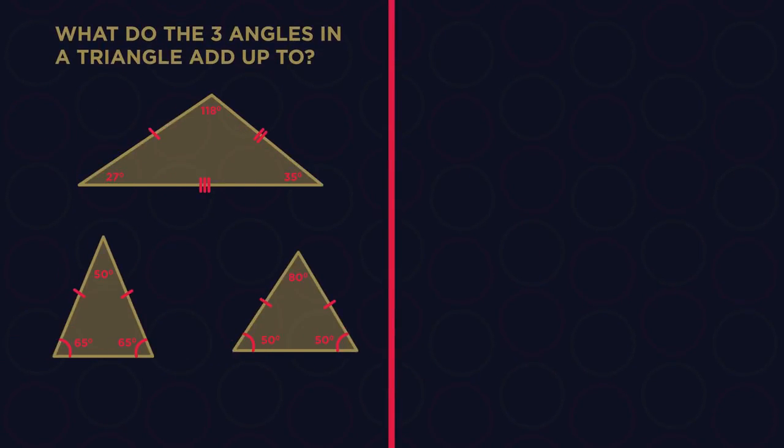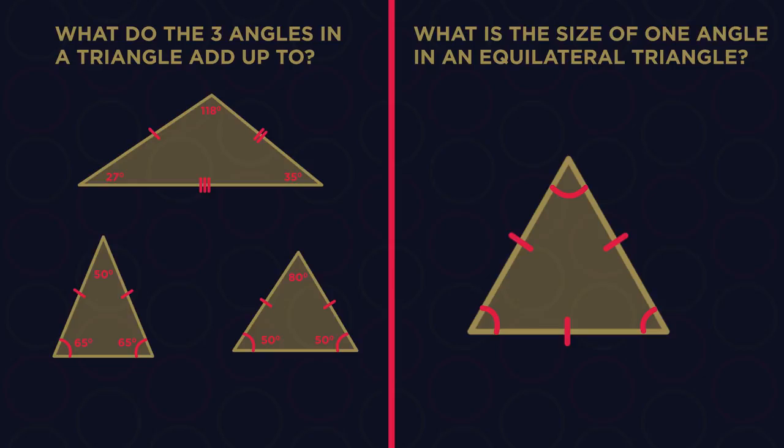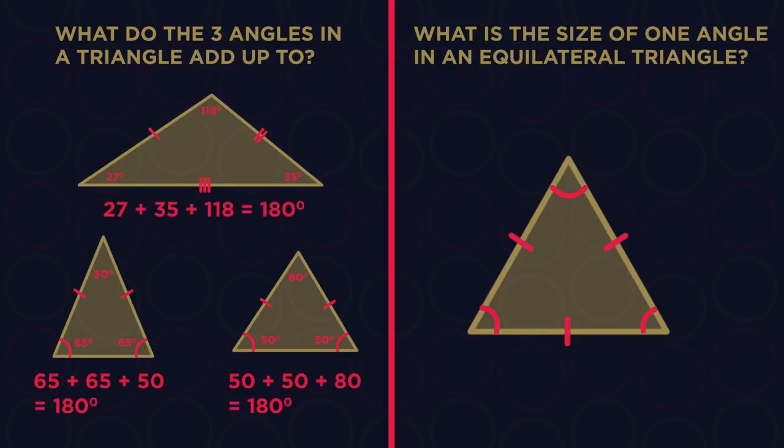2 last questions for you to answer. What do the 3 angles in any triangle add up to? And what is the size of one angle in an equilateral triangle? If you didn't already know, the 3 angles always add up to 180 degrees. And because an equilateral triangle has 3 equal angles, each angle must also always be 60 degrees.